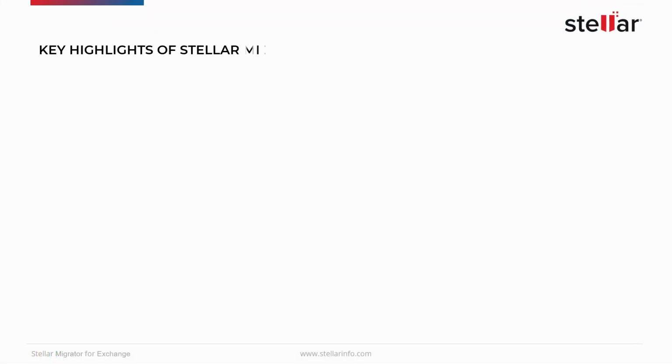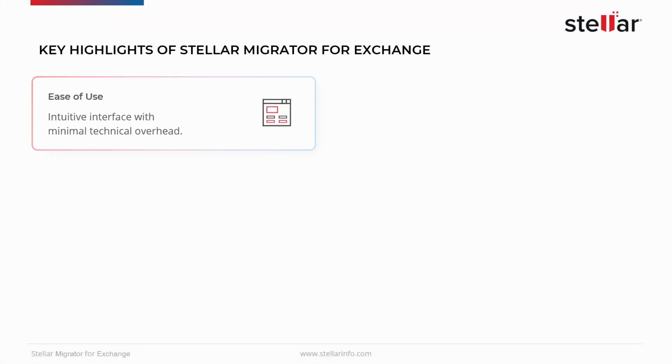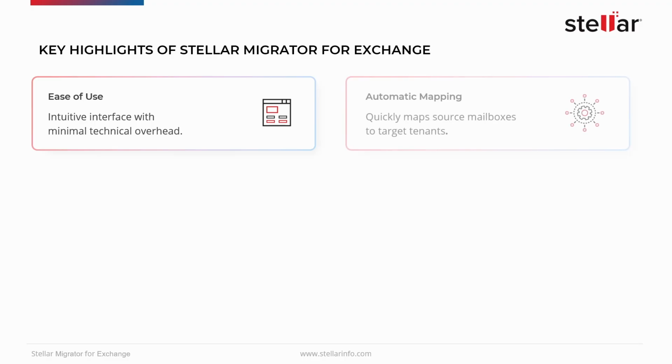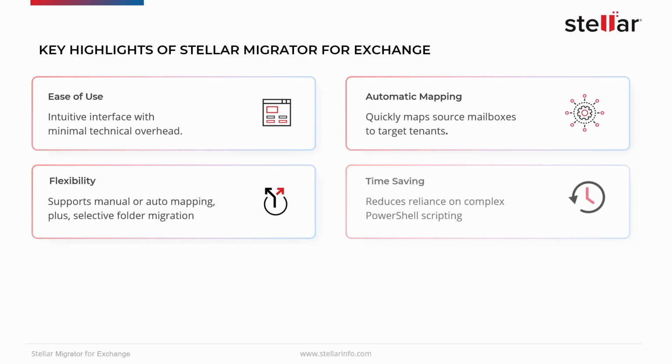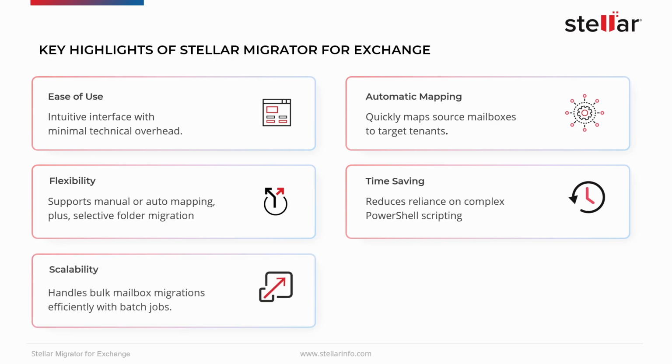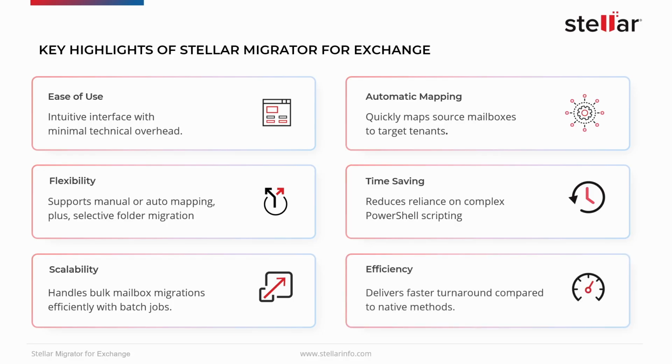Key highlights of Stellar Migrator for Exchange: ease of use, an intuitive interface with minimal technical overhead. Automatic mapping, quickly maps source mailboxes to target tenants. Flexibility, supports manual or auto mapping, plus selective folder migration. Time saving, reduces reliance on complex PowerShell scripting. Scalability, handles bulk mailbox migrations efficiently with batch jobs. Efficiency, delivers faster turnaround compared to native methods.